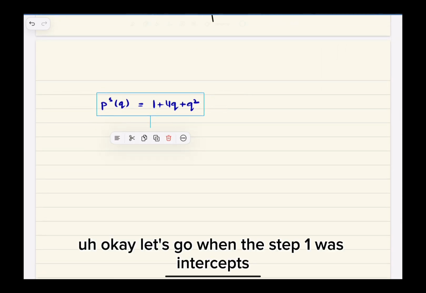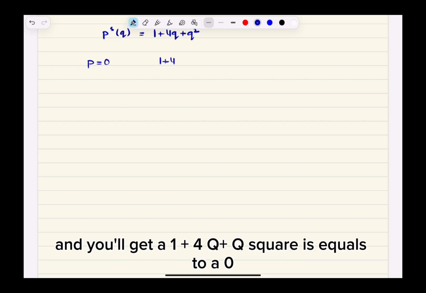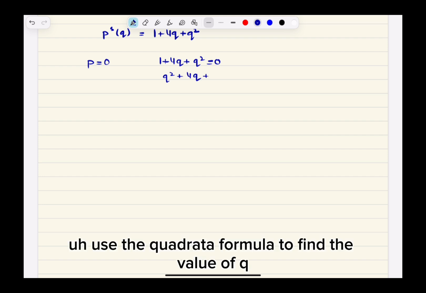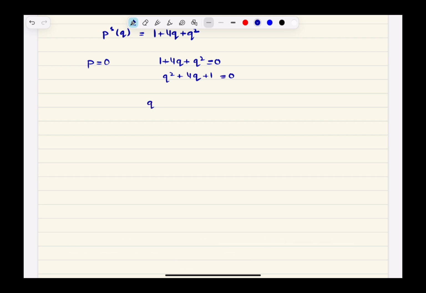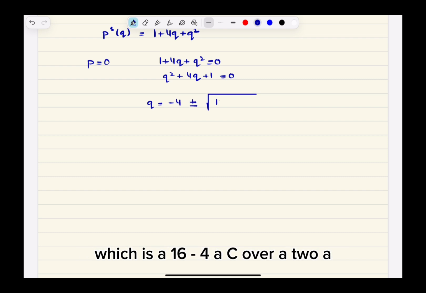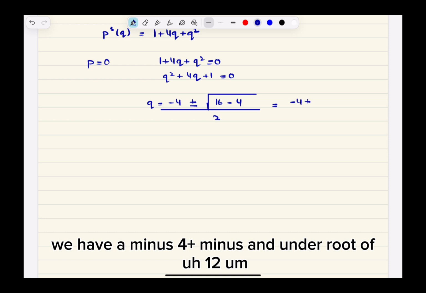Okay, let's go. For step 1, the intercepts, take P equals 0, and you'll get 1 + 4q + q² = 0, and we can just use the quadratic formula to find the value of q, which is -b ± √(b² - 4ac) over 2a, with b² being 16, and therefore we have q = (-4 ± √12) / 2.